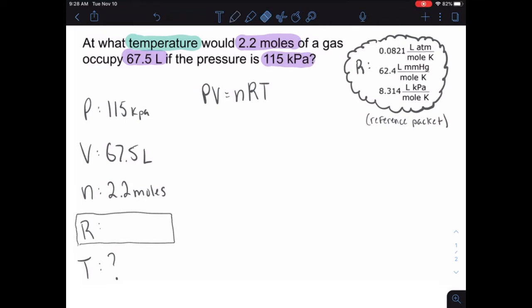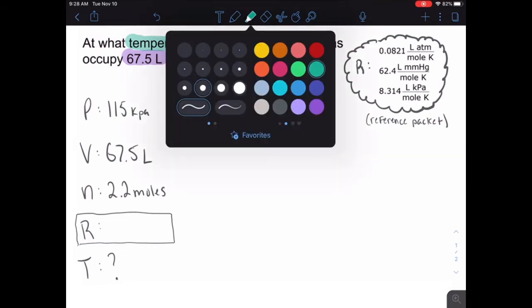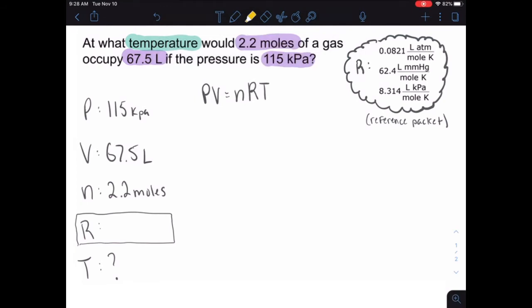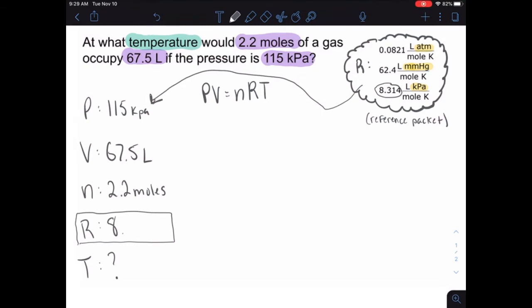So these are the three different options that you see in your reference packet, and they differ only in the unit that is used in pressure. So if you look, it has liters for volume, moles for the amount, and Kelvin for the temperature, but that unit for pressure is going to change. So you basically are going to pick the one that matches whatever unit of pressure that you are dealing with. And in this case, we're dealing with kilopascals. So that means we're going to use this R value. So our R value is going to be 8.314.